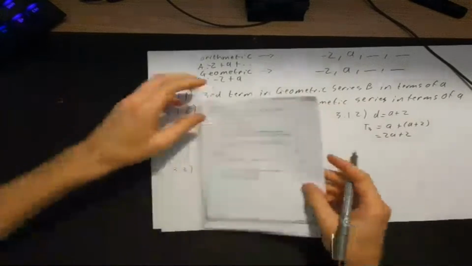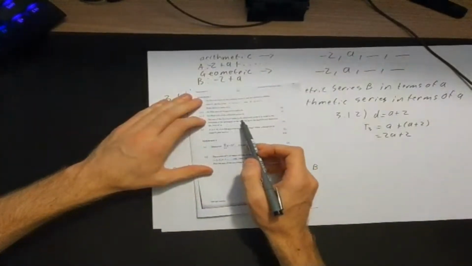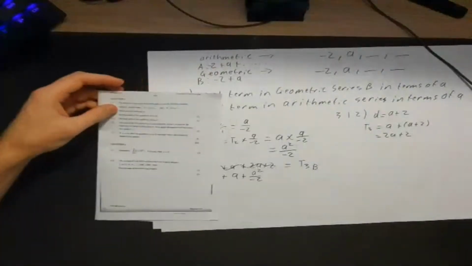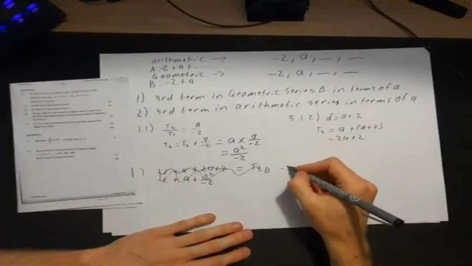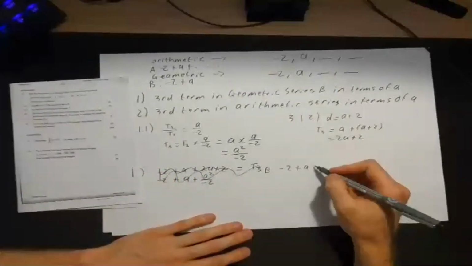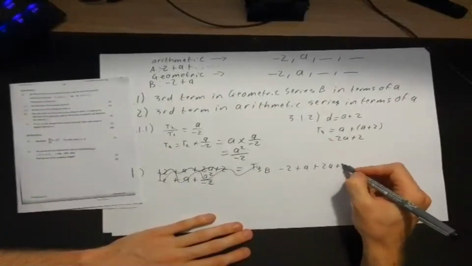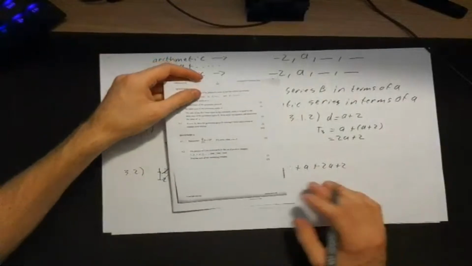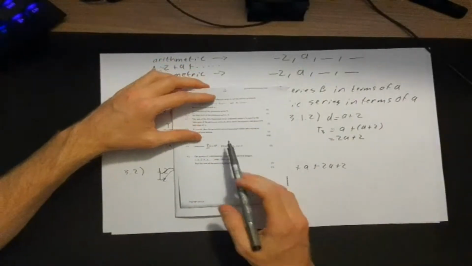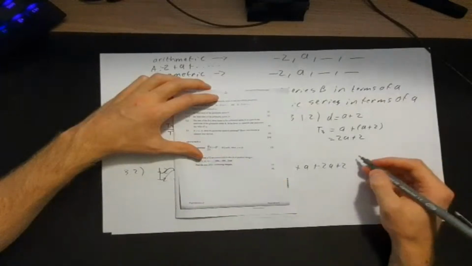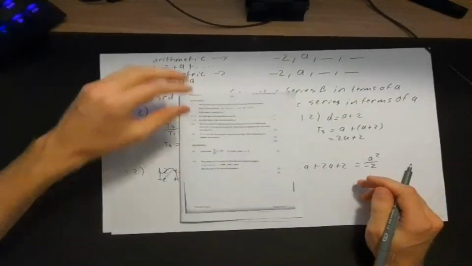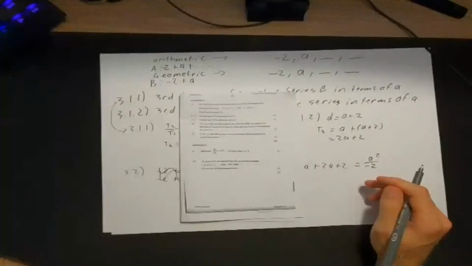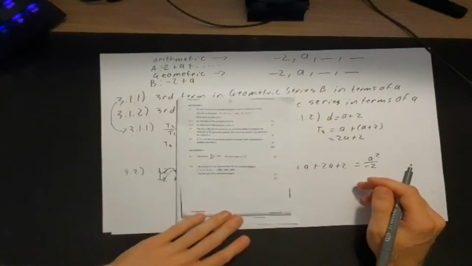Wait, hold on. I'm confusing myself here. So the sum of the first 3 terms in the arithmetic sequence. Yes, I was on the right track. So let me rewrite this out here. We have minus 2 plus A, this is the arithmetic one, plus 2A plus 2. The sum of all of this needs to equal the third term in the geometric sequence. That's got to equal A squared over minus 2. And then you need to solve for A.